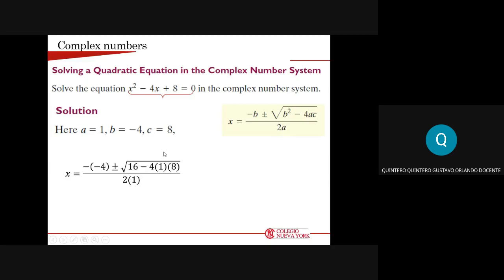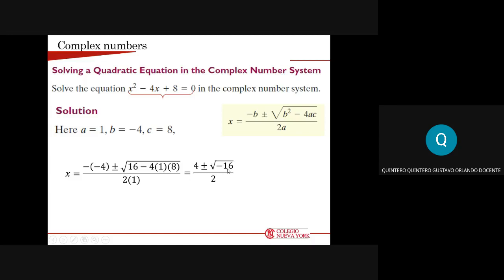If we put this inside a calculator or just do the mathematics, we are going to have that this positive, negative, and negative means positive, right? So we have positive 4 plus or minus the square root of 16 minus 32, right? 4 times 1 times 8, this is 32. So 16 minus 32, that would be negative 16.